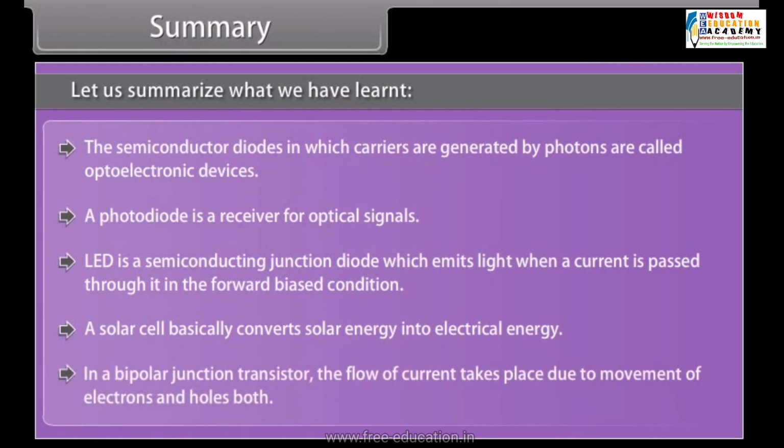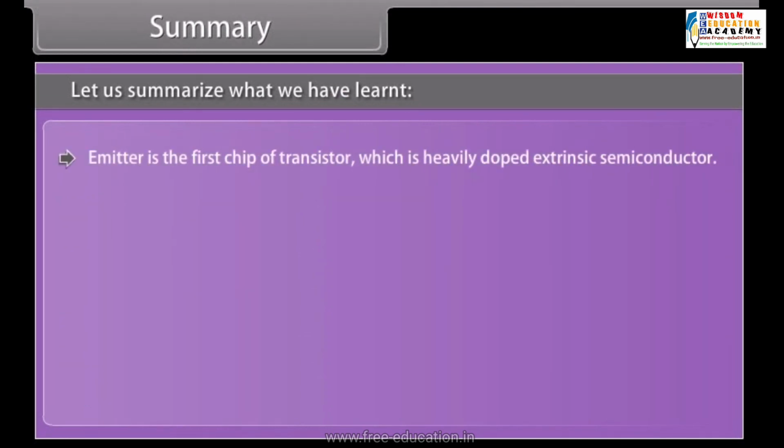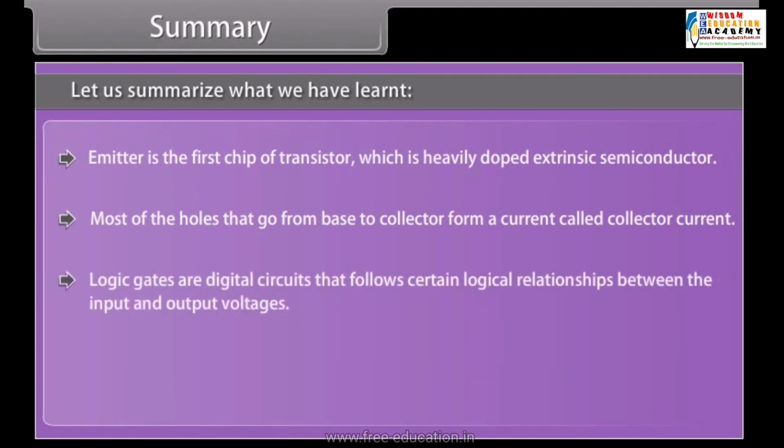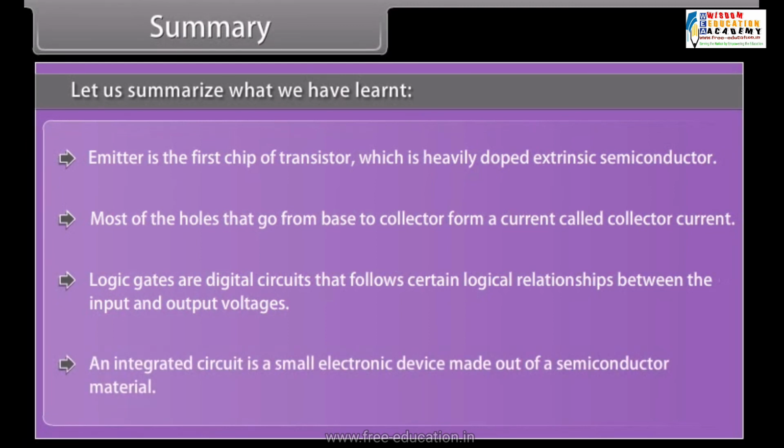In a bipolar junction transistor, the flow of current takes place due to movement of both electrons and holes. The emitter is the first part of the transistor, which is a heavily doped extrinsic semiconductor. Most of the holes that go from base to collector form a current called collector current. Logic gates are digital circuits that follow certain logical relationships between the input and output voltages. An integrated circuit is a small electronic device made out of a semiconductor material.